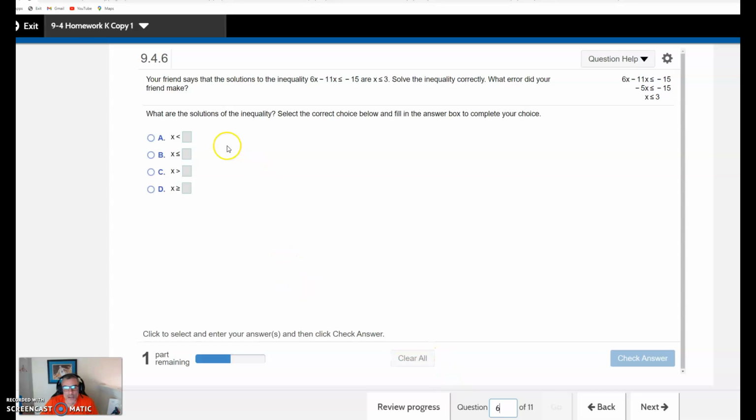Right. Your friend says that the solutions to the inequality 6x minus 11x is less than or equal to negative 15 are yada, yada, yada. Solve it correctly. And what error does your friend make? Okay, so here is the friend's work over here. Well, let's solve it ourselves first, and then we'll see what the friend did wrong.